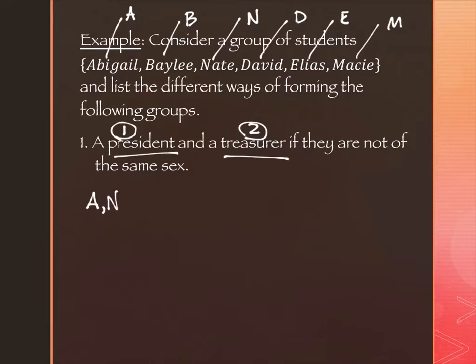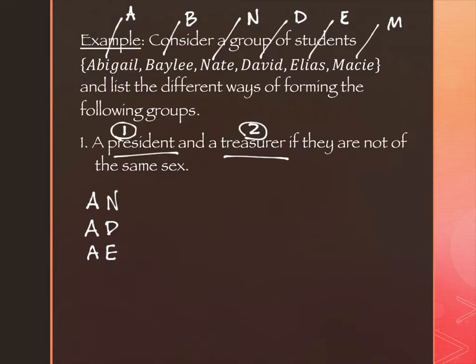So A-N. You don't necessarily have to put a comma between them; we'll just take that out right now. So A and then N. But it doesn't have to be Abigail and Nate. It could be Abigail and David, or it could be Abigail and Elias. Those are all the combinations where Abigail's president. Any other combination would put her with a girl, and we want it to not be that way. So I'm going to have a boy and a girl, and that would be this one.